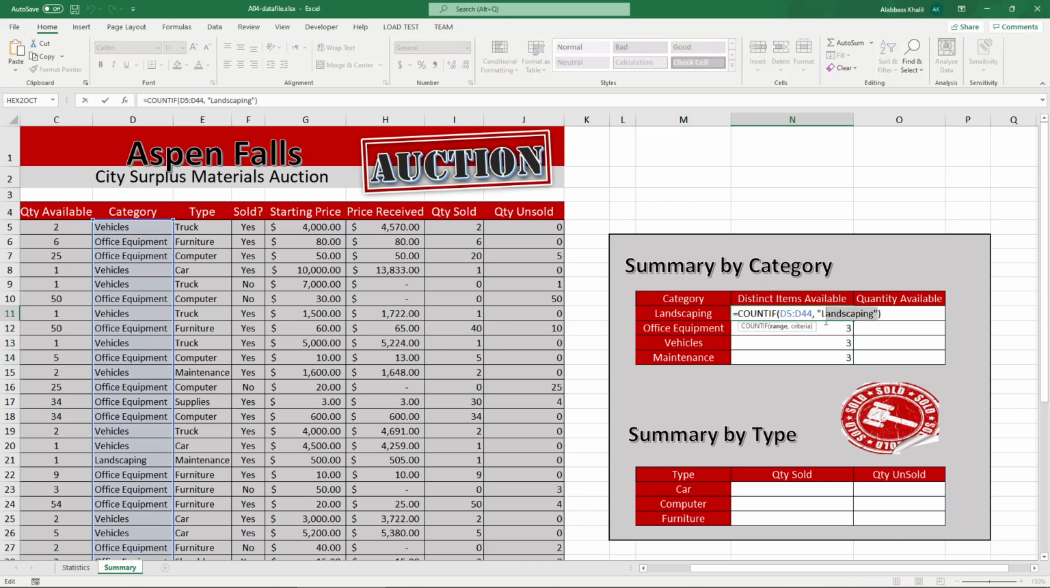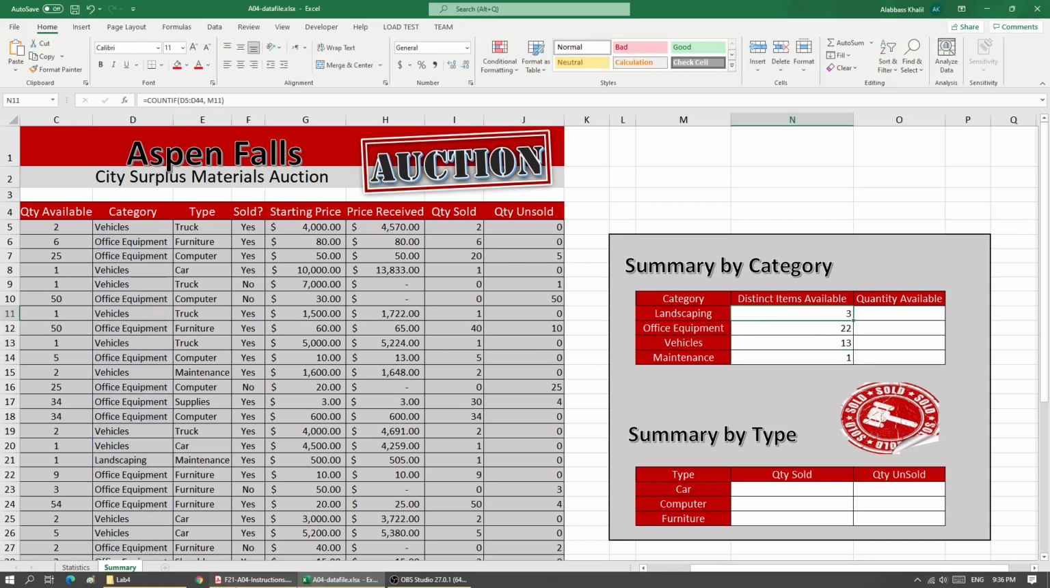So instead of specifically saying landscaping, I'll reference this cell M11. If you remember copying, when you go down, it goes down with you. So M11 becomes M12, which is office equipment, which becomes M13, vehicles, etc. So we want M11 to go down with us.